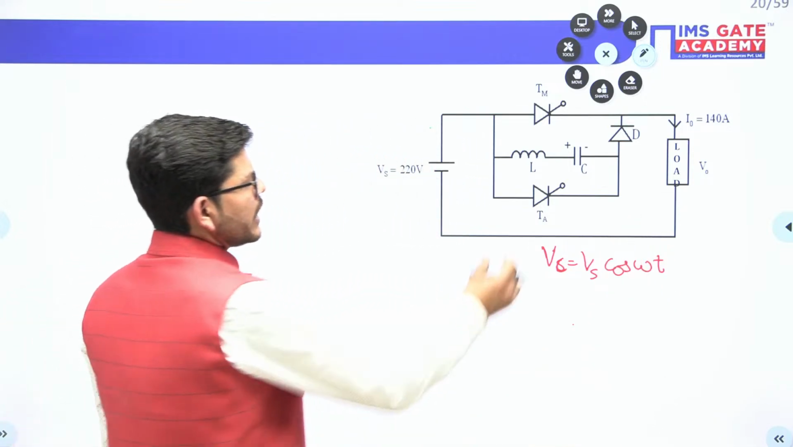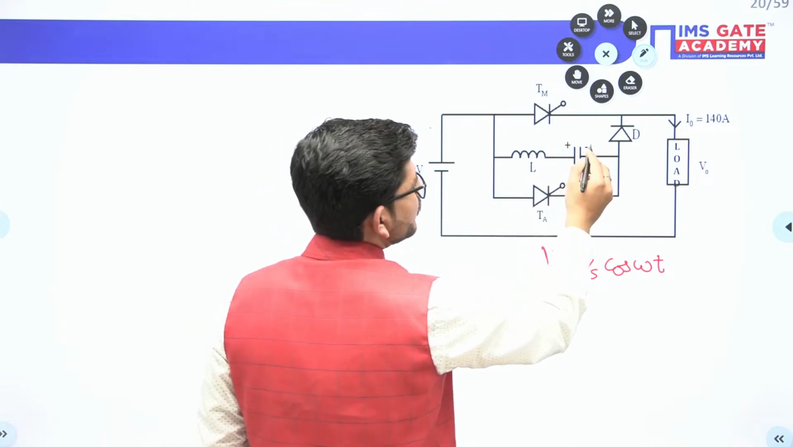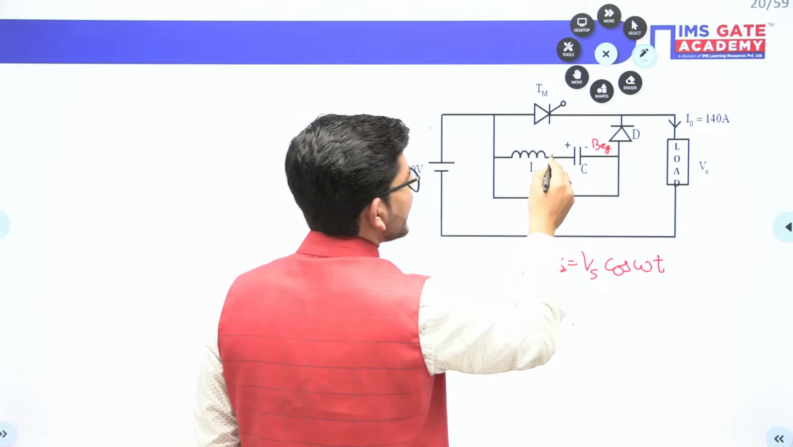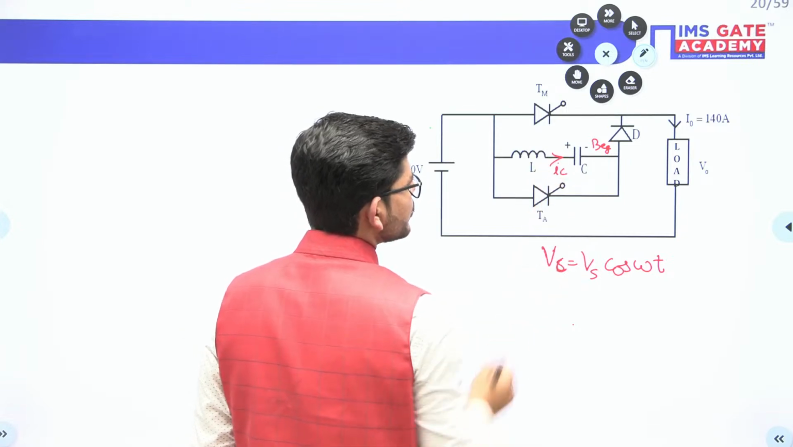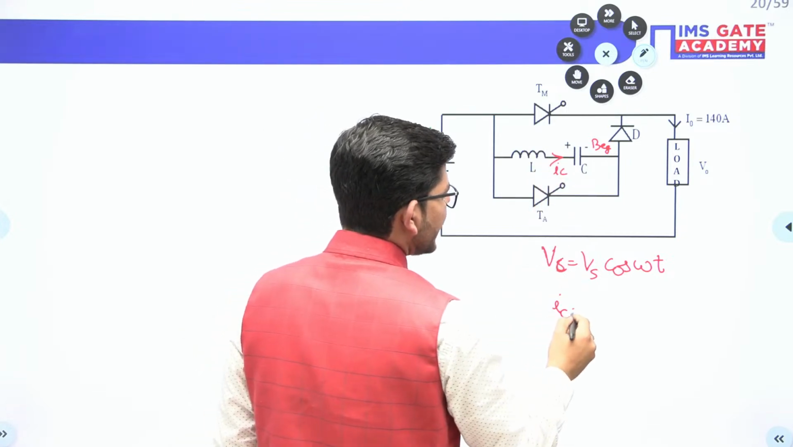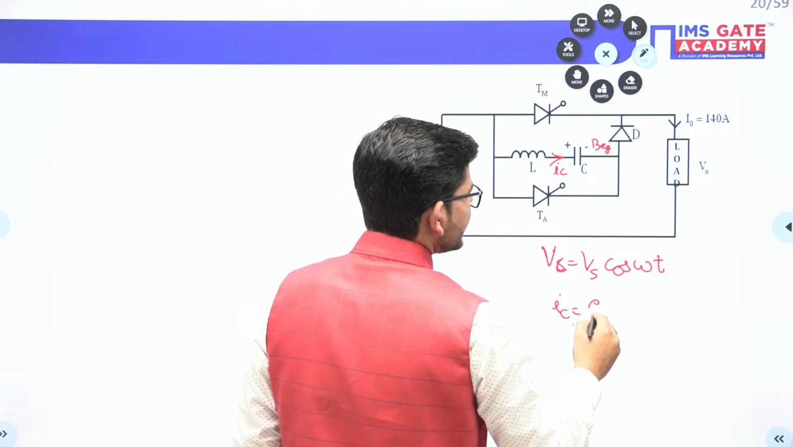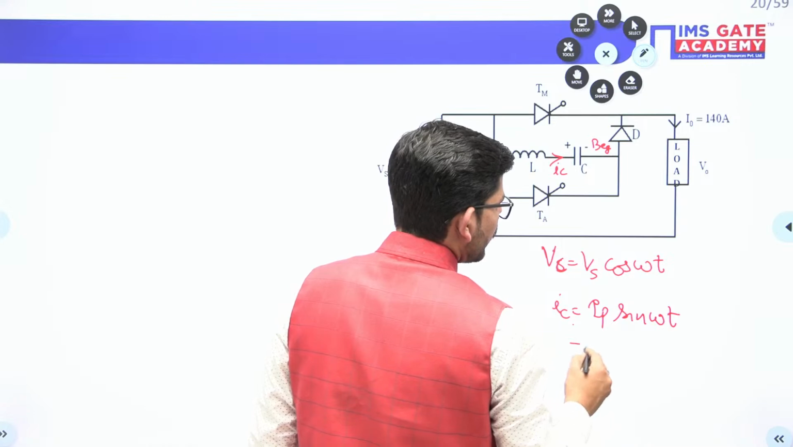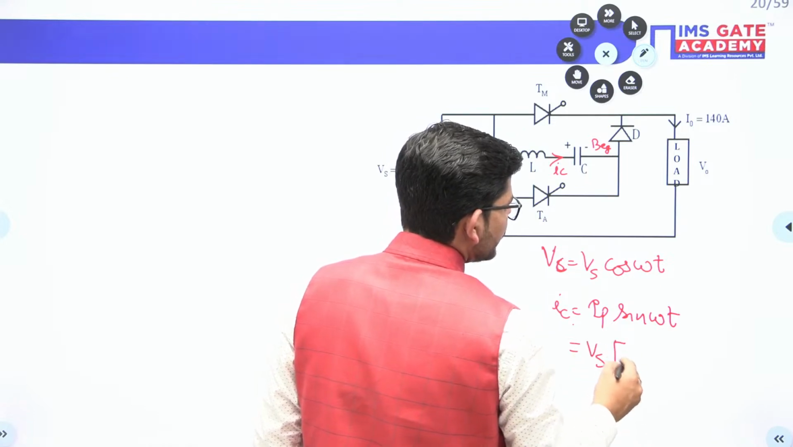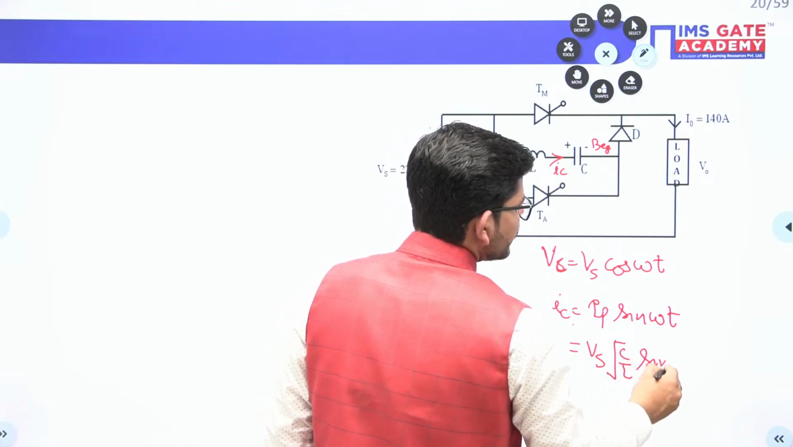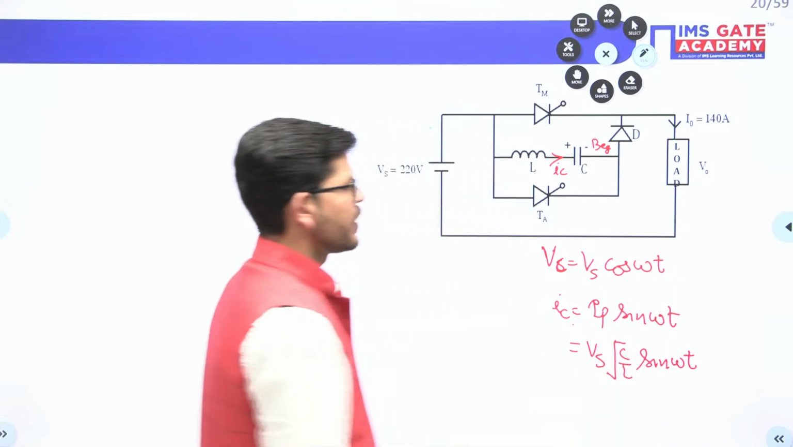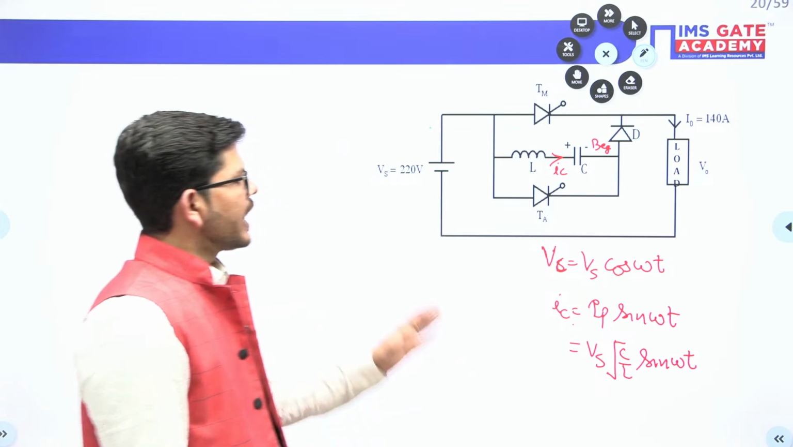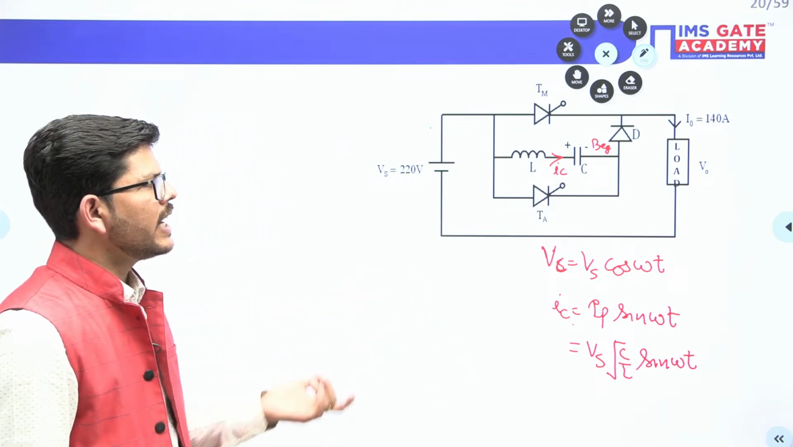Now, initially the capacitor is having this polarity, and it is having a current flowing across it, which is known as IC. And this IC current is IP sin omega t, or we can say Vs under root C by L sin omega t. So these two things are very well known to us, the capacitor voltage and the IC current.